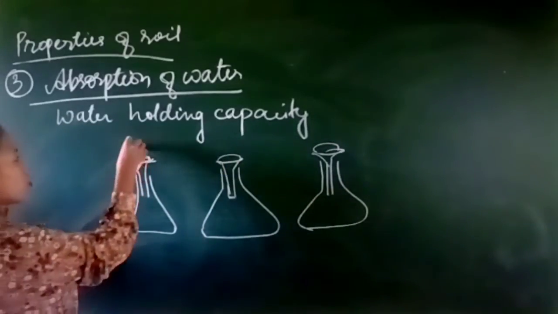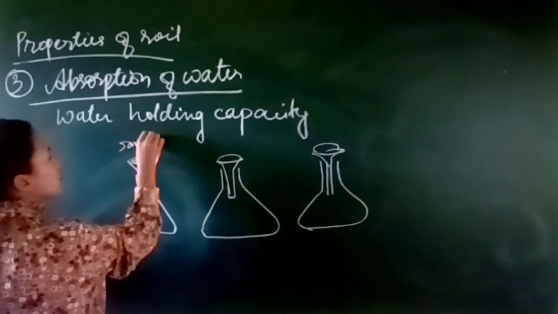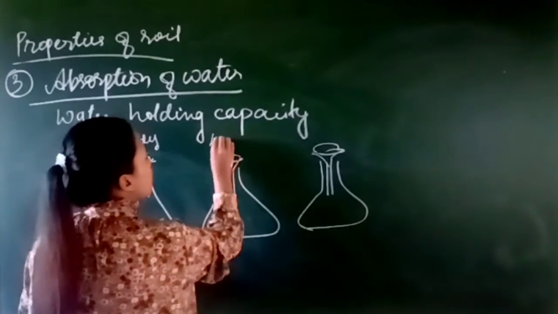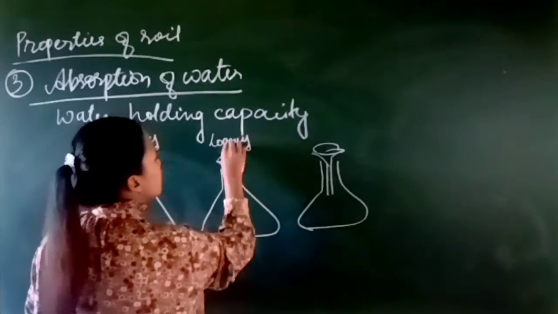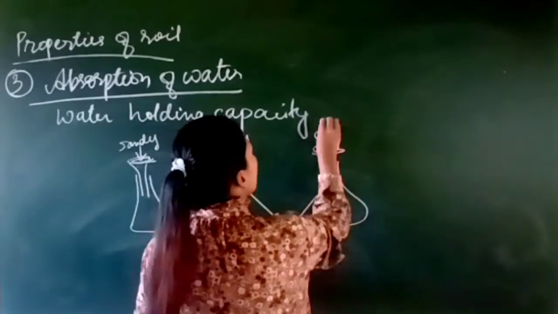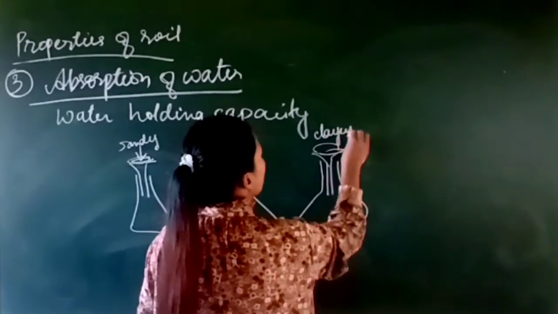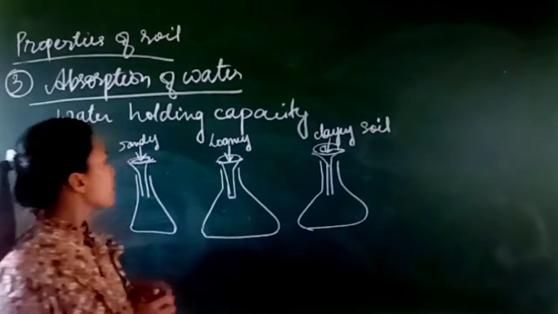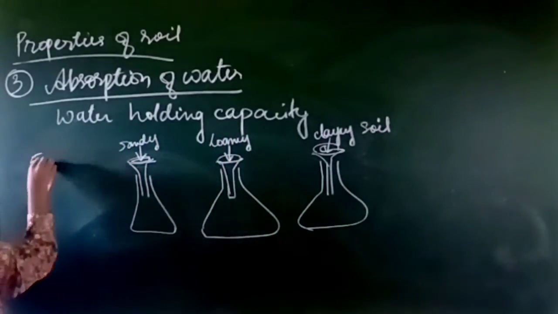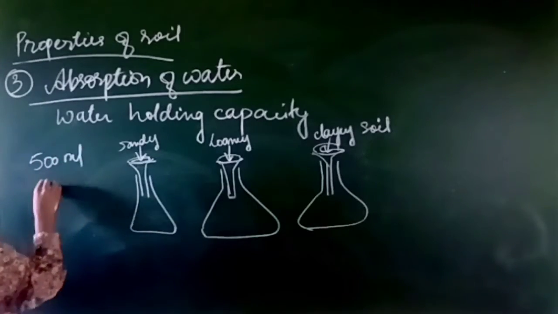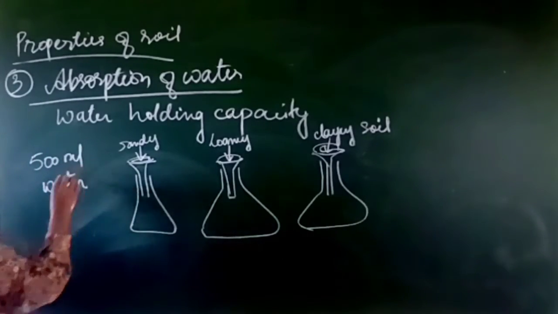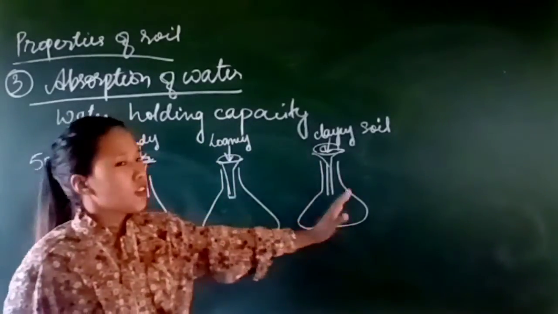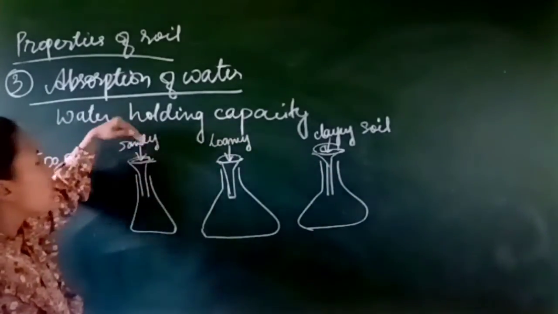Now we will put sandy soil here on top of this funnel. Here you put loamy soil, and here you put clay soil. After that, what will you do? Take 500 ml of water, and then pour it into each of these conical flasks.